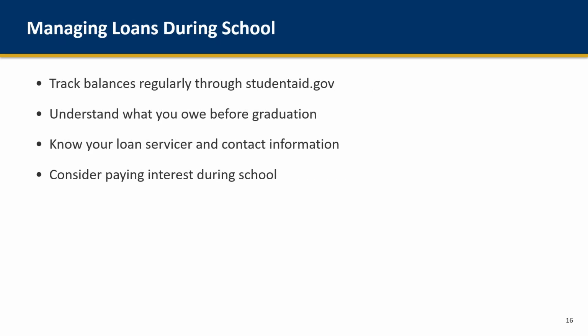Active management during school prevents post-graduation surprises. Track your balances regularly through studentaid.gov. Know how much you've borrowed, what interest has accrued, and what your expected repayment will be. Ignorance doesn't reduce what you owe. Understand your total obligation before graduation.